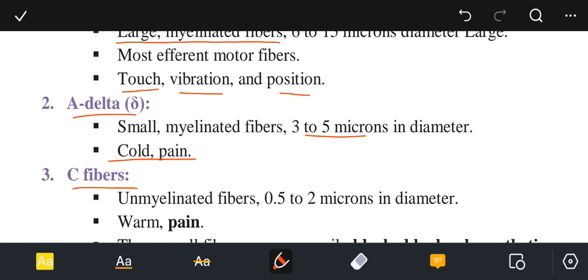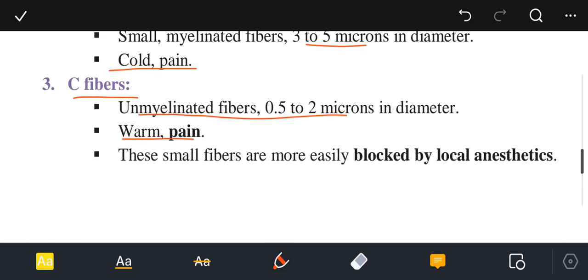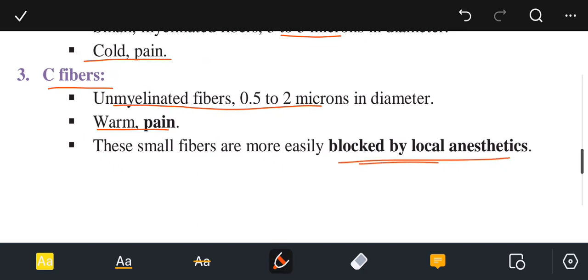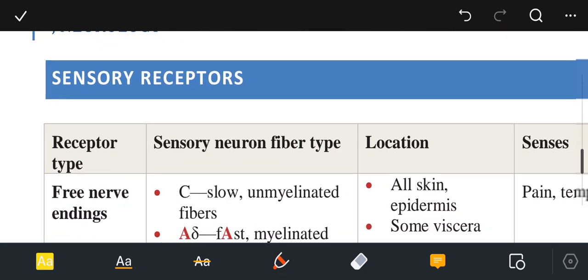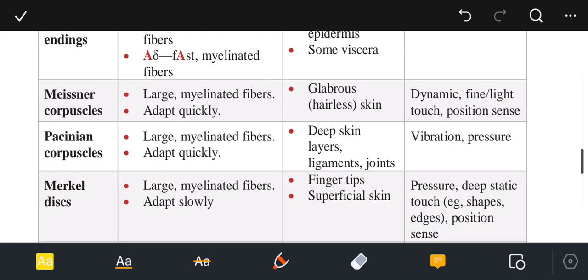The C fibers are unmyelinated fibers, 0.5 to 2 microns in diameter. They detect warmth and pain, and these small fibers are most easily blocked by local anesthetic. Then we have the next point about the sensory receptors. The sensory receptors are very high yield, so you must remember these things.